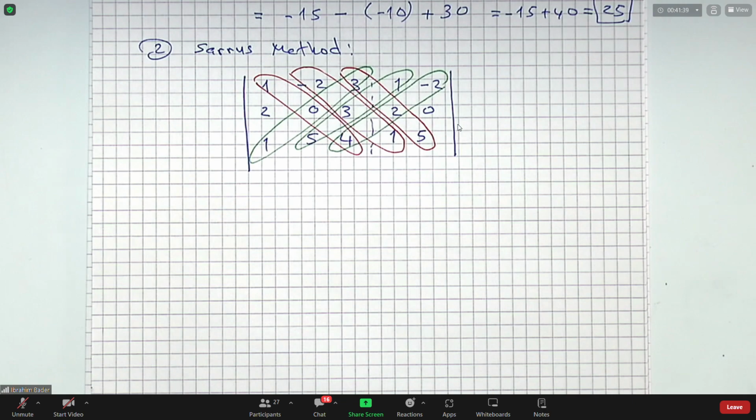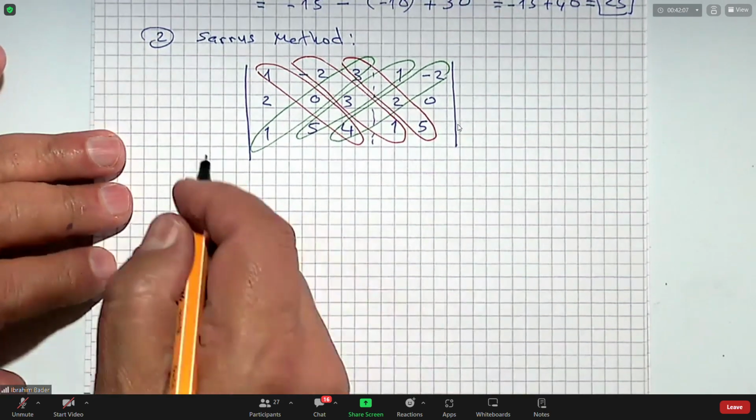Anyway, this direction here, I multiply out the elements here, add them up in the red direction, and subtract from them the elements of the green direction, again multiplying out the numbers. For me it's easier to use this method because it doesn't involve much confusion, but it's up to you to use which method you prefer.